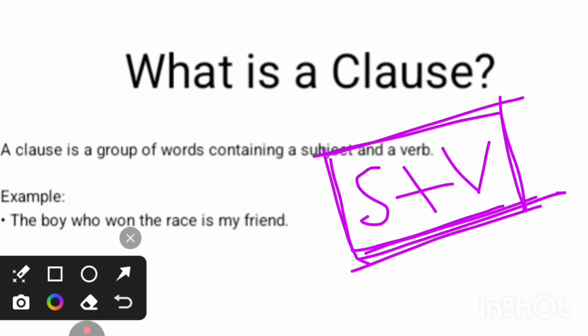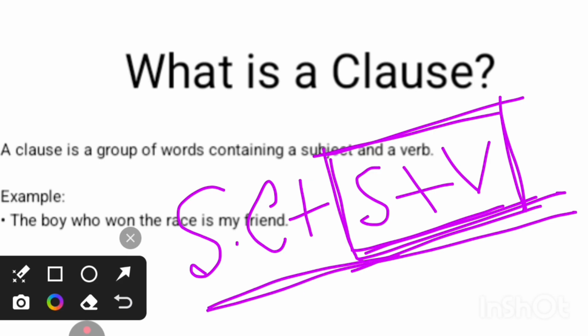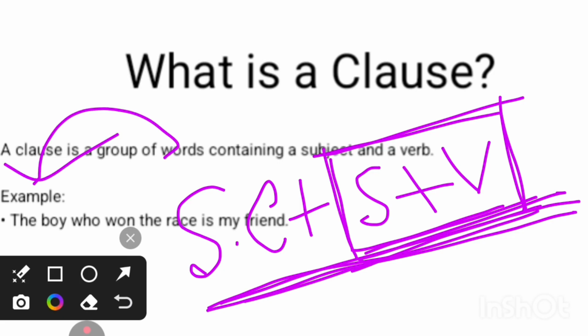And there is another type, which is called a subordinate clause. That means before it there will be a subordinating conjunction. And this structure, my dear friends, will not convey the proper meaning. Proper meaning means that without the help of the principal clause, you cannot get the actual meaning of the sentence. So this part is called a subordinate clause, or you can call it a dependent clause.